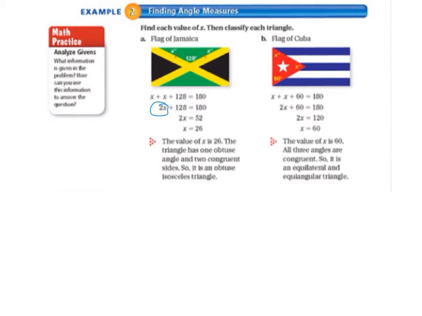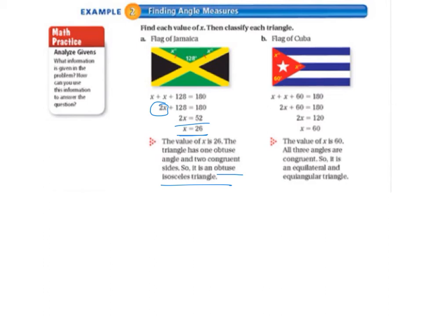And then we subtract 128 from both sides. So that gives us 2x equals 52. We divide both sides by 2. And so we get x equals 26 degrees. So the value of x is 26. So that means each of those small angles is 26 degrees. The triangle has one obtuse angle and two congruent sides. So it is an obtuse isosceles triangle.